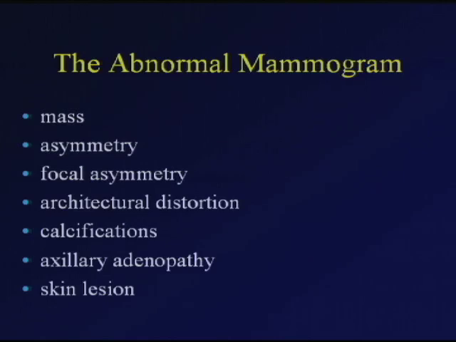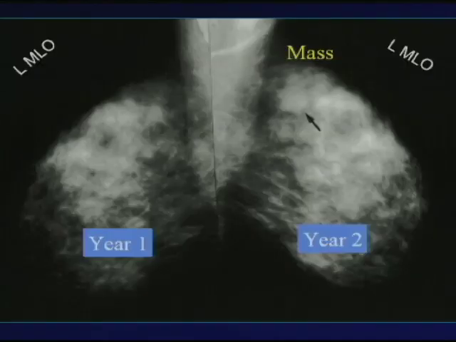Now, there are a number of abnormalities that we may see on the mammogram, and those include masses, asymmetries, focal asymmetries, distortion, calcifications, adenopathy, and even lesions in the skin. This is an example of a mass which was found on a mammogram in year 2, and we see mirror images of the MLO views, year 1 on the right, year 2 on the left. The arrow points to a mass.